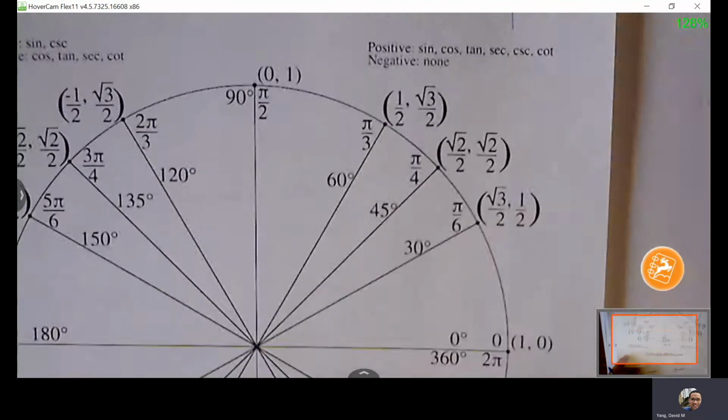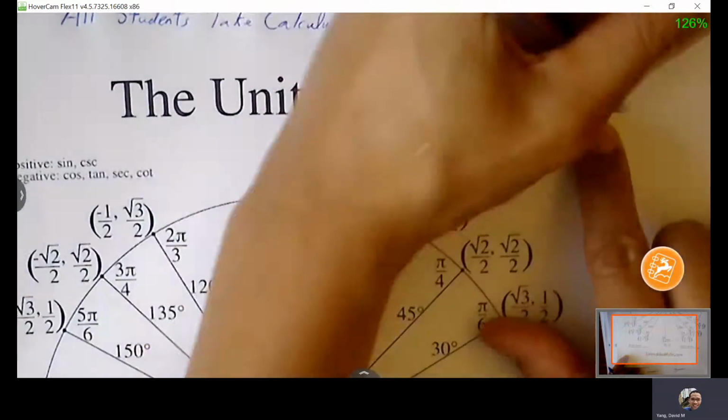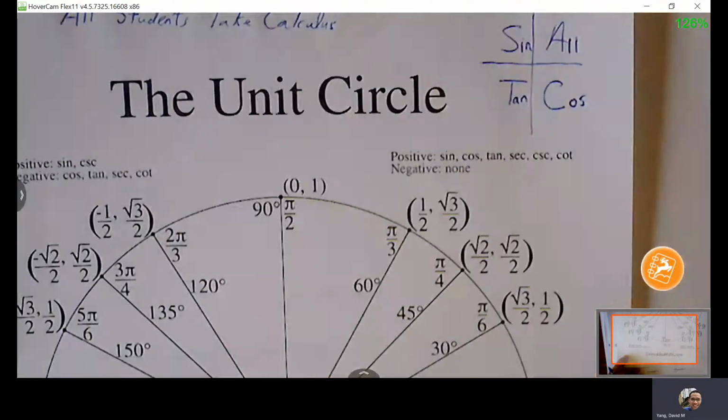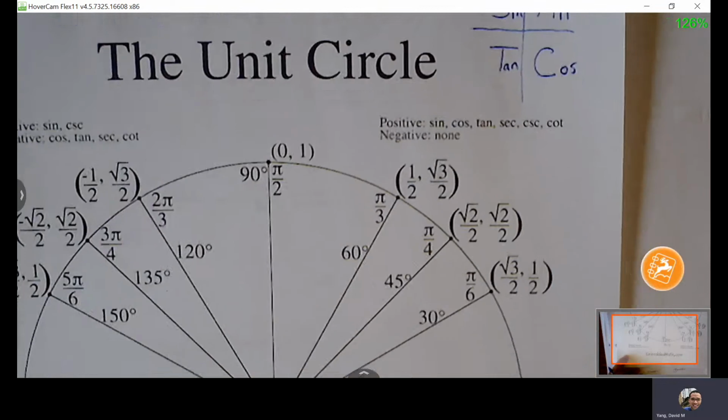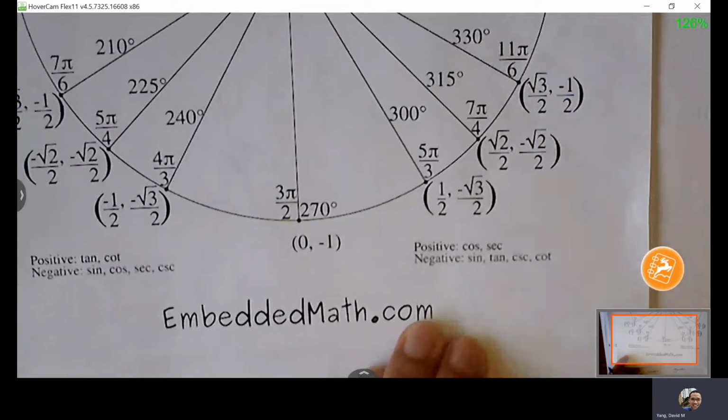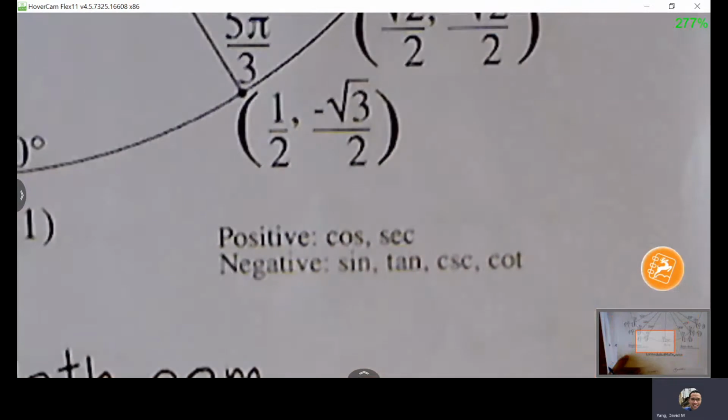Okay, finally, fourth quadrant, C represents cosine. Only cosine and its reciprocal is positive. Everything else is negative. So that means cosine and secant are positive. Everything else in the fourth quadrant will produce a negative ratio.